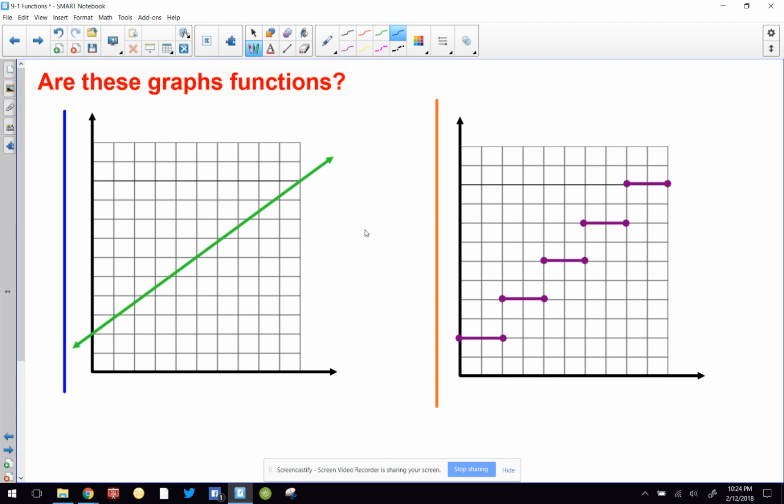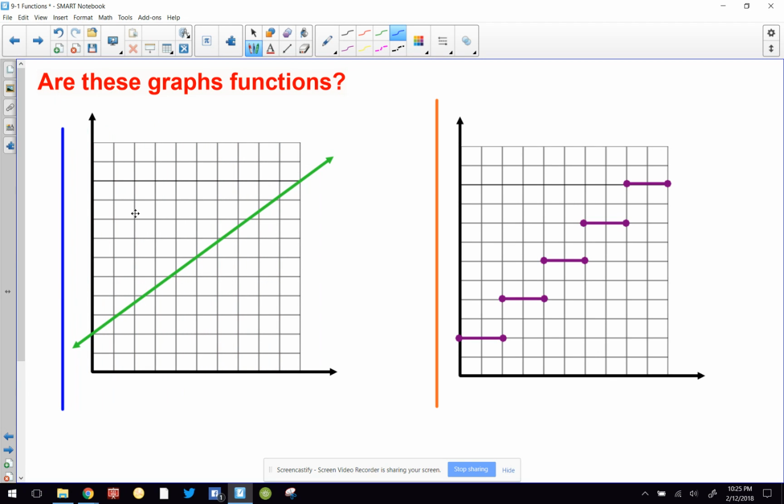Again, if you want to pause the video and check to see if you can determine whether these are functions or not, go ahead and do that. But let's take a look at the one on the left. This green line represents a bunch of dots all put together. So if we take the blue vertical line and drag it across, you'll notice that it never crosses the green line twice. It only crosses it at most once at any given spot.